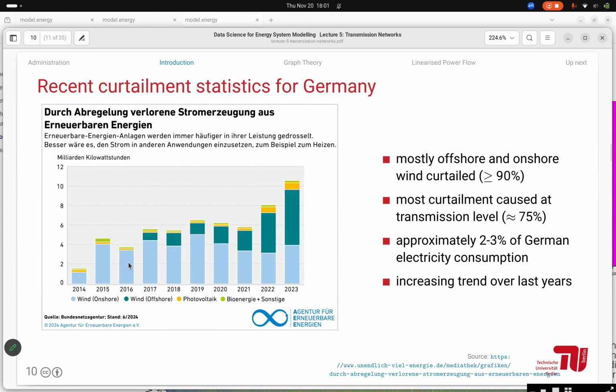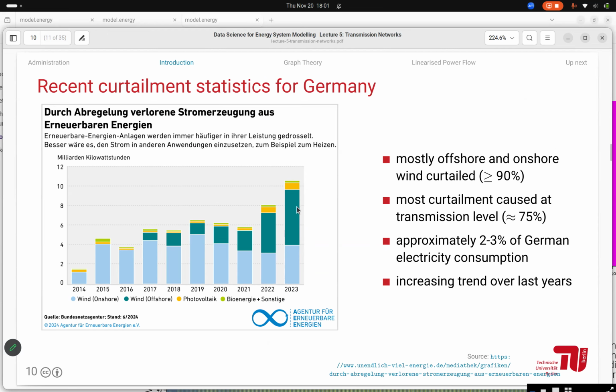So this curtailment, so not using electricity from renewables that could be available in principle, has increased over the past years. Probably not so much news for you. I couldn't find an English version for that, but it shows you just in billion kilowatt hours. So that's terawatt hours. I hope, yeah, that's terawatt hours. The progression of curtailment over the years, and also broken down into different categories.